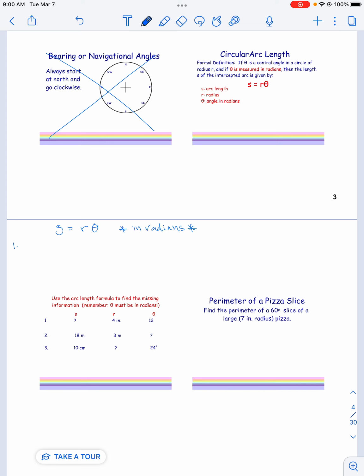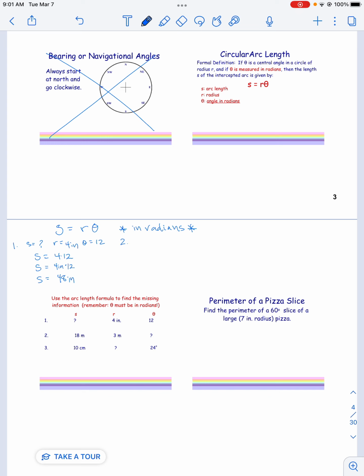Number 1, I don't know what S equals. I know that R is equal to 4, and I know that theta is equal to 12. I can tell it's in radians because there's no unit on it. There's no degree on it. So following this formula, S is going to be equal to 4 times 12. My units are in inches, so the arc length is going to be 4 inches, that's the length of the radius, times 12 radians. So that means I'm going to go around 12 times, and that's going to be an arc length of 48 inches.